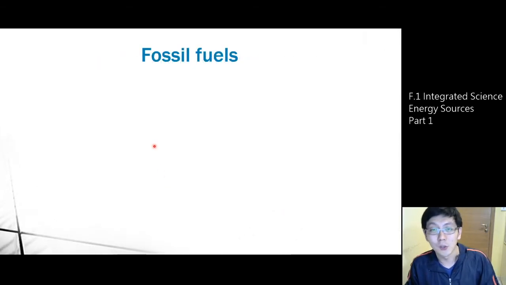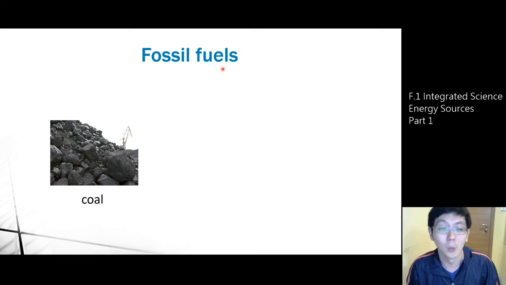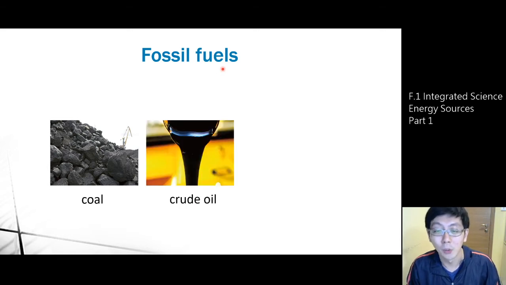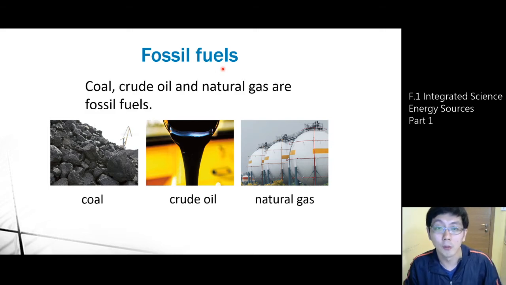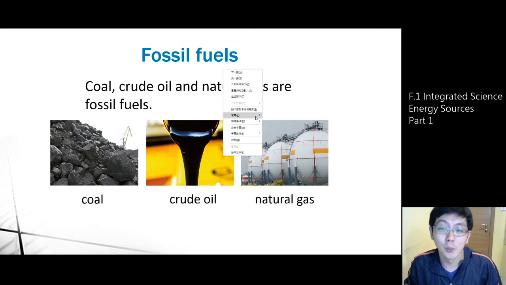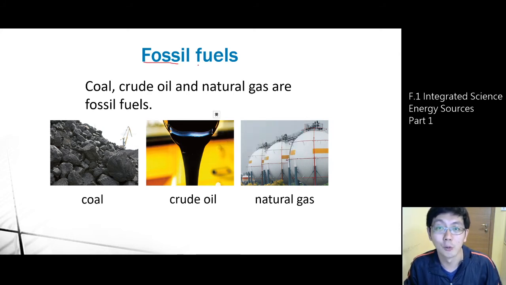So we need to use fossil fuels, 化石燃料。Here are some of the examples you will learn this in primary school or in daily life. Coal, 煤, crude oil, 石油或者叫原油, natural gas, 天然氣. These are the examples of fossil fuels. My question will be, why are they called fossil fuels? 點解叫化石燃料嘅？ What are the meanings of fossil and fuels here?